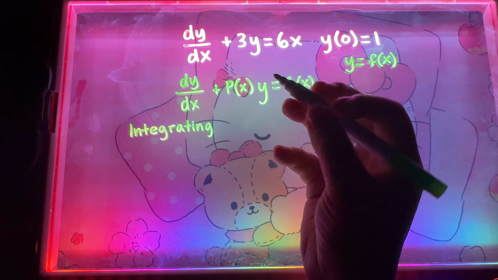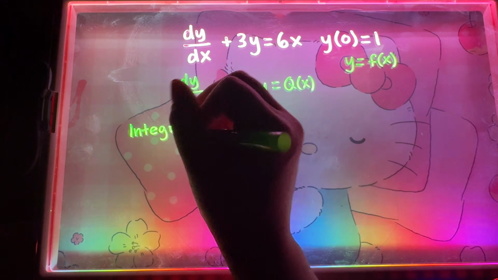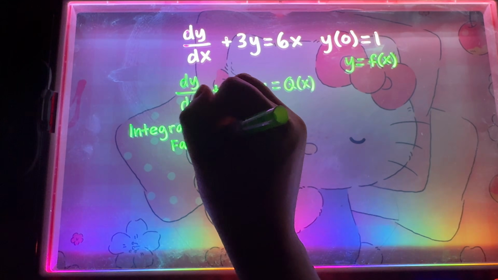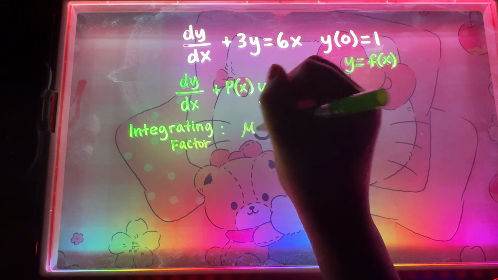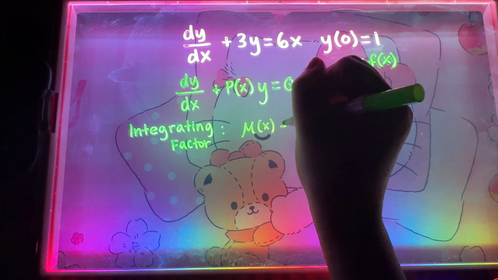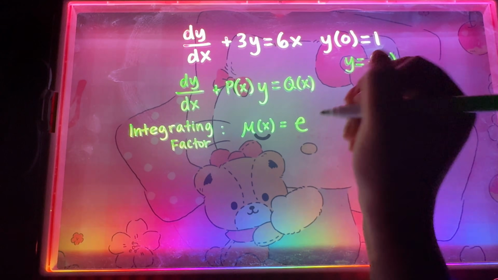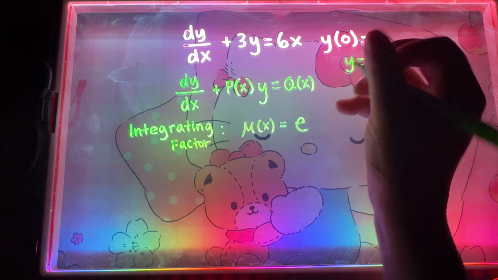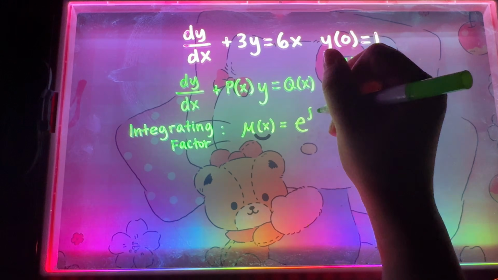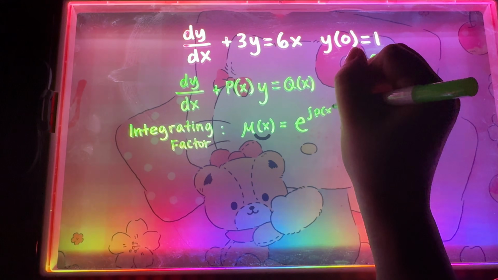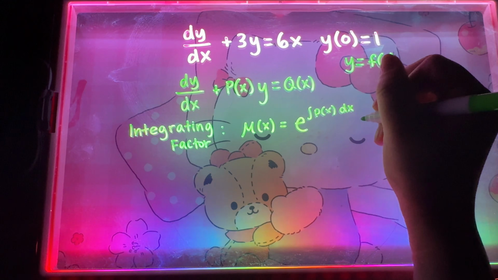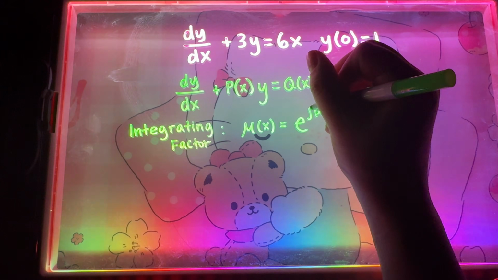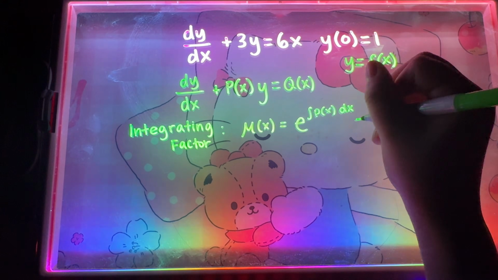Integrating factor. So mu of x is going to be e to the integral of p of x dx. And it kind of looks random why we're doing this, but it's really cool when it all comes together. So we'll see here as we build the intuition.